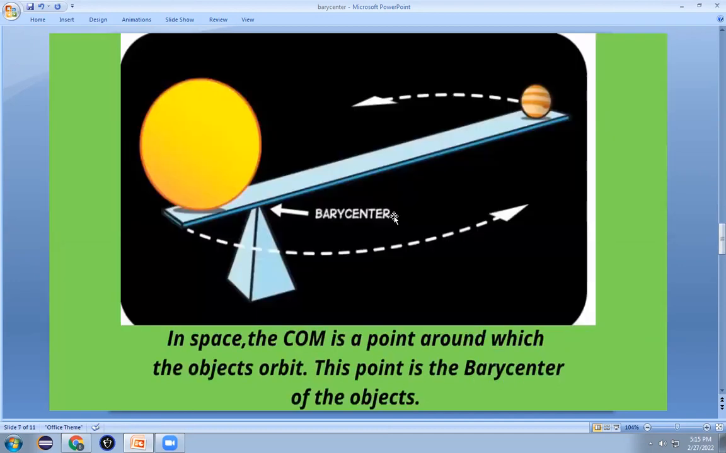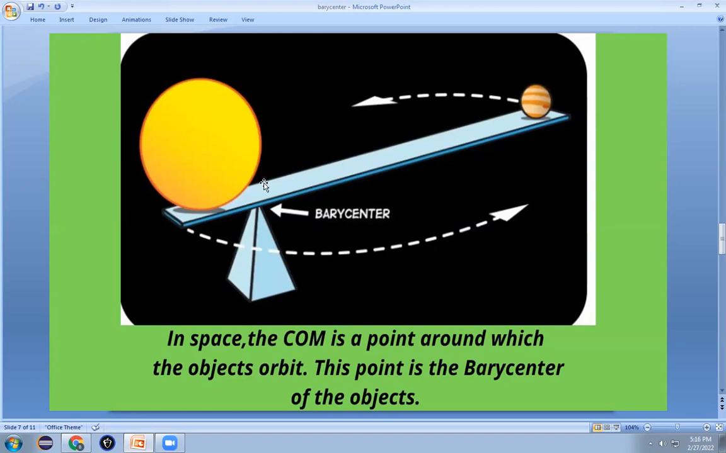Now, in space, two or more objects orbiting each other also have a center of mass. It is the point around which the objects orbit. This point is called the barycenter of the objects. I've already said, different objects in space orbit each other around their common center of mass. That common center of mass is called the barycenter. The barycenter is usually closest to the object with the most mass.